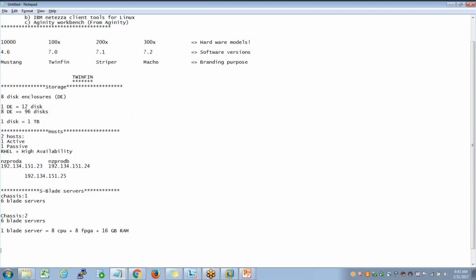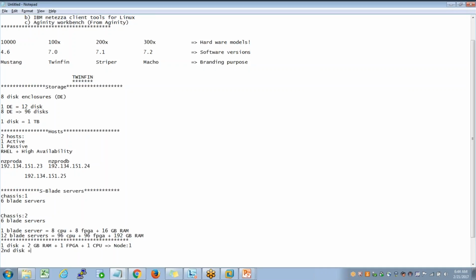So together I have 12 blade servers here: 96 CPU, 96 FPGA, 192 GB RAM. The bottom line here is that for every disk you have, there will be 2 GB RAM, 1 FPGA plus 1 CPU. This is like node 1.